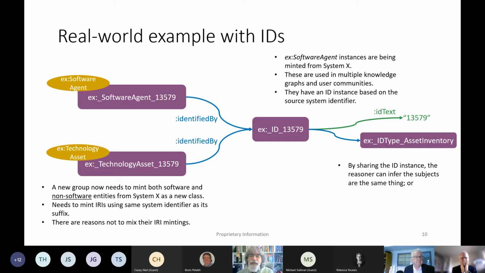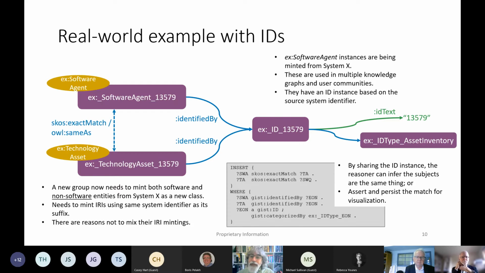And so, by using that common ID and this identified by property, the reasoner can infer that in this case, these two things are the same. Or alternatively, we can just go ahead and assert that these two things are the same, or maybe if you don't want to do an OWL same as, you could do a SKOS exact match assertion.